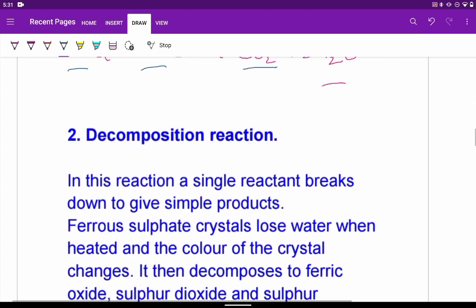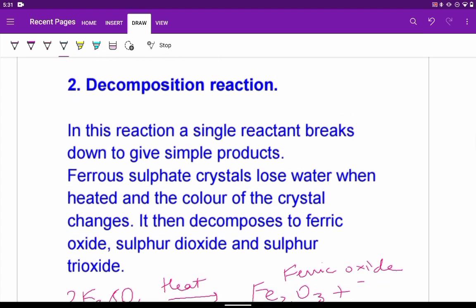Next type is decomposition reaction. Here also from the name we can find out. Here there will be a single reactant. It will break down to give some simple products. Okay, one reactant, it will break down to give simpler products.